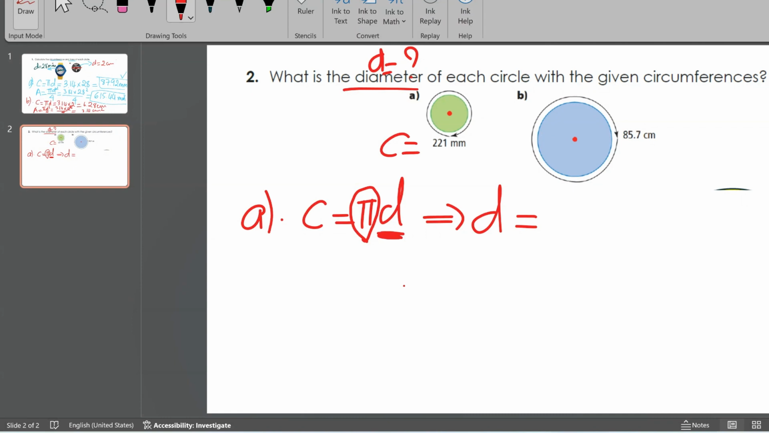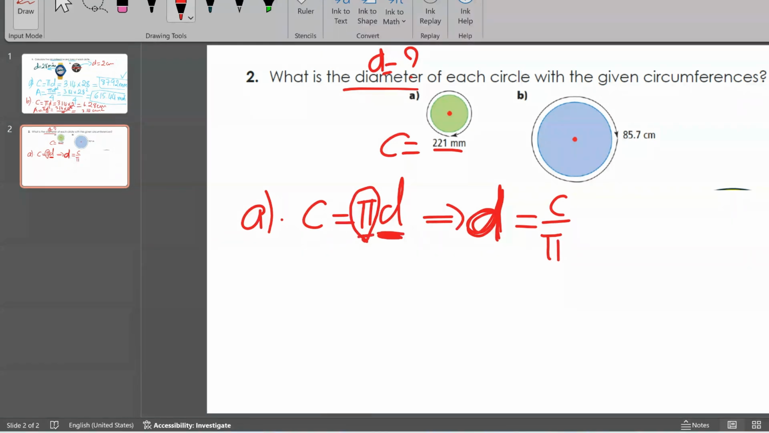Anyway, so we need to find diameter by using the circumference. Yes, circumference was given, I found the problem. So circumference equals pi times d, or pi d. Sorry, 221 is the circumference. 221 equals 3.14 times d. 221 divided by 3.14 equals d. So from the equation, when the circumference equal to pi d, in order to find d, diameter, we take circumference divided by pi, right?